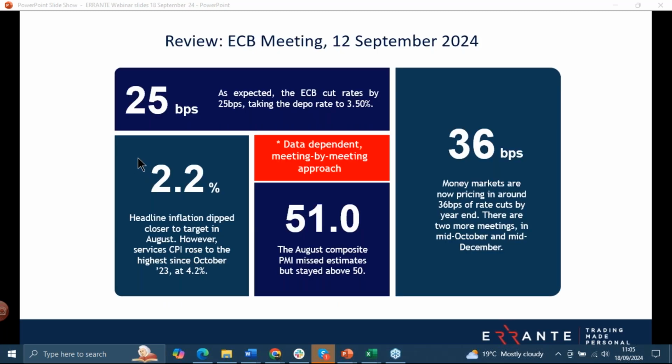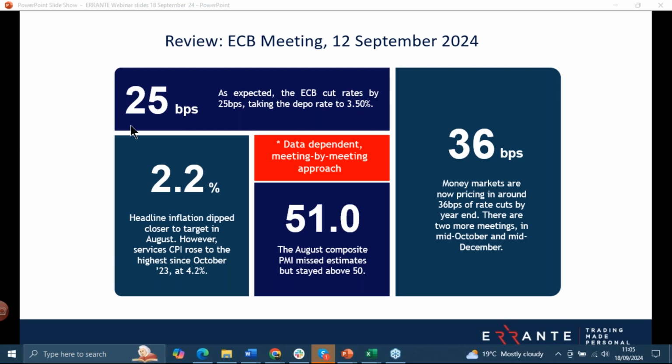That was the CPI data. Then we had also the ECB meeting. As expected, they cut rates by 25 basis points to 3.5%, and they narrowed the gap between the deposit rate and the main refinancing rate, as flagged in March.